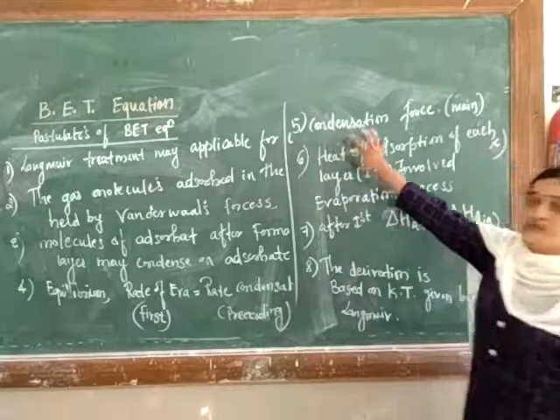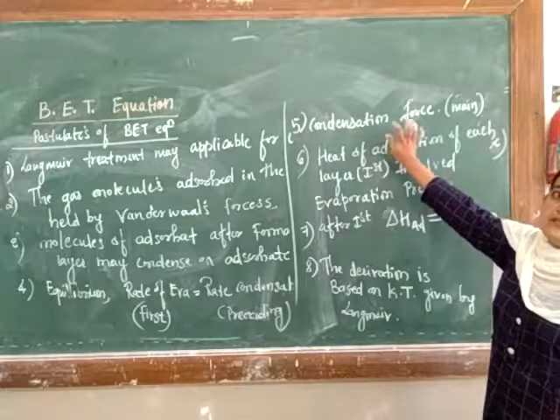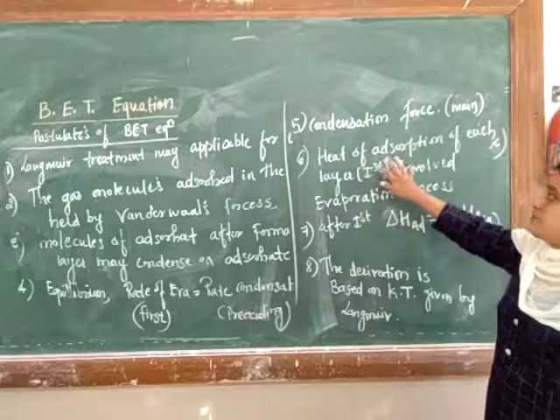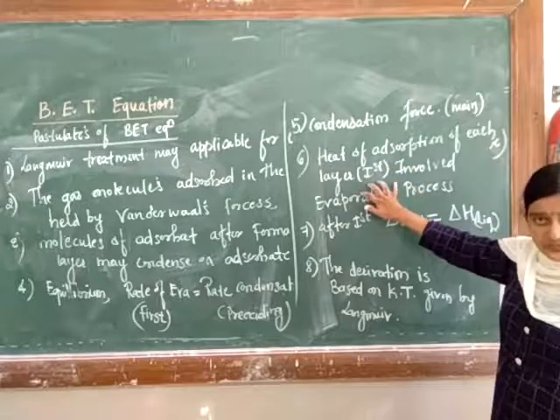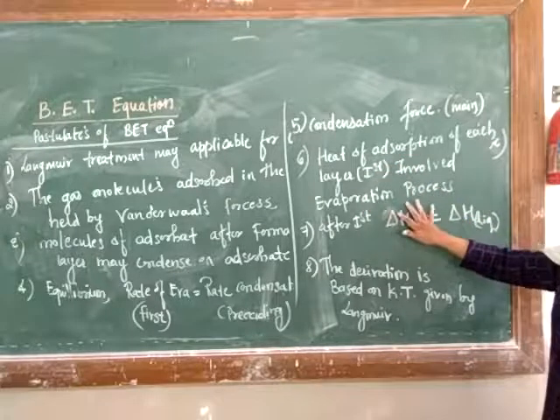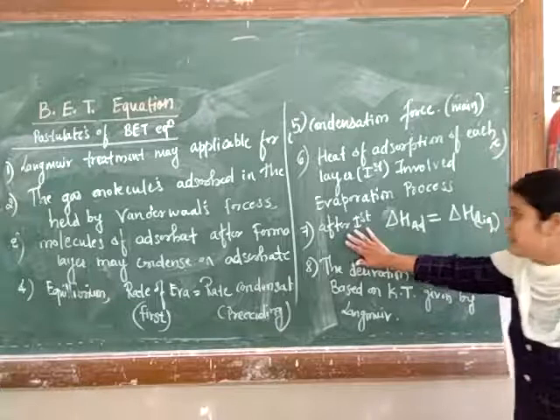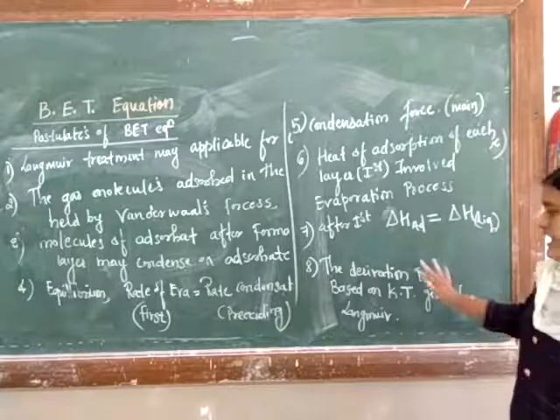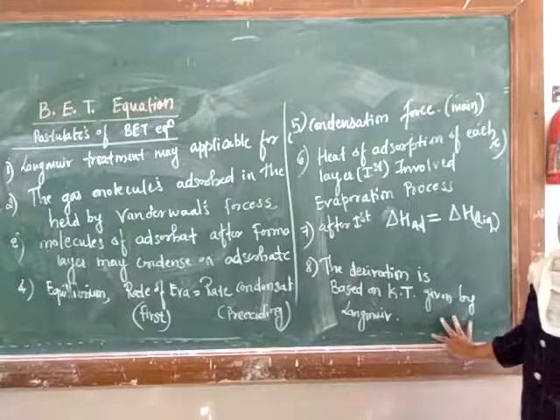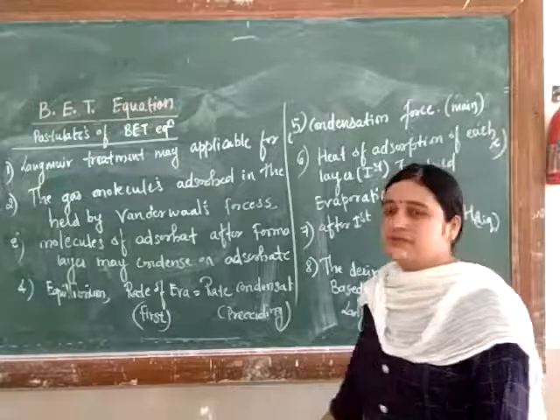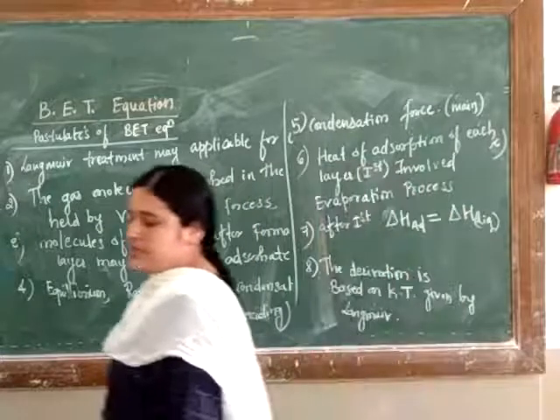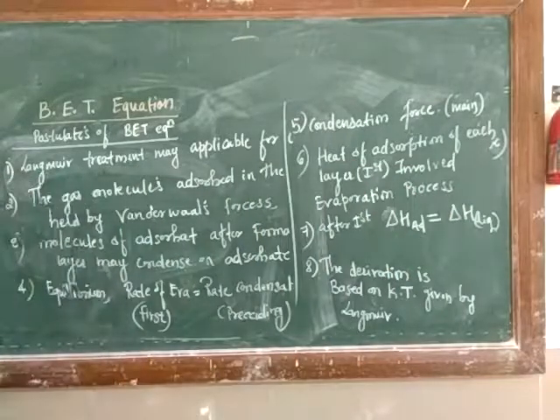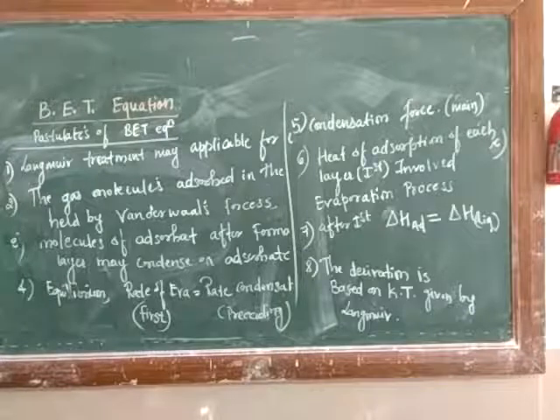Next, the condensation force is the main principal force for this particular process. The heat of adsorption of each layer except the first layer is involved in the evaporation process, that is, after the first layer the heat of adsorption must be equal to the heat of liquefaction, and the derivation is based on the kinetic theory given by Langmuir itself. This is about the postulates of the BET equation. Now let's see what the exact BET equation is. The following equation is known after their names as BET.